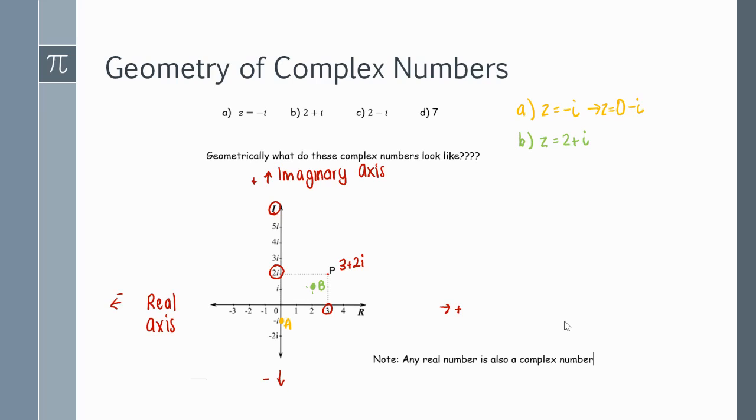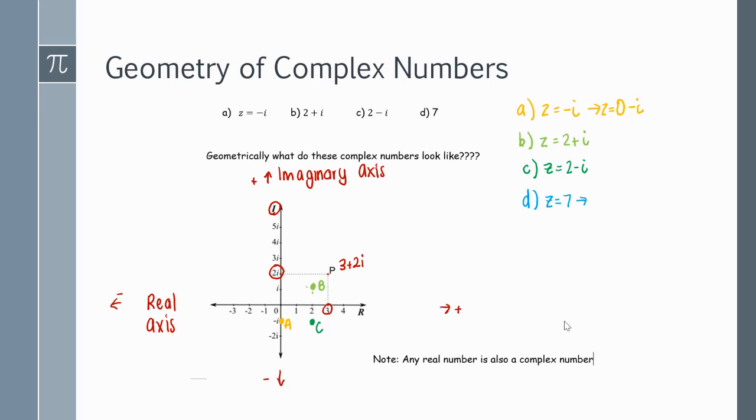For C, we have the complex number 2 minus i. This is going to look similar to B in the fact that I'm going to go 2 across my real axis, but I'm going to go 1 down on my vertical axis, or my imaginary axis.